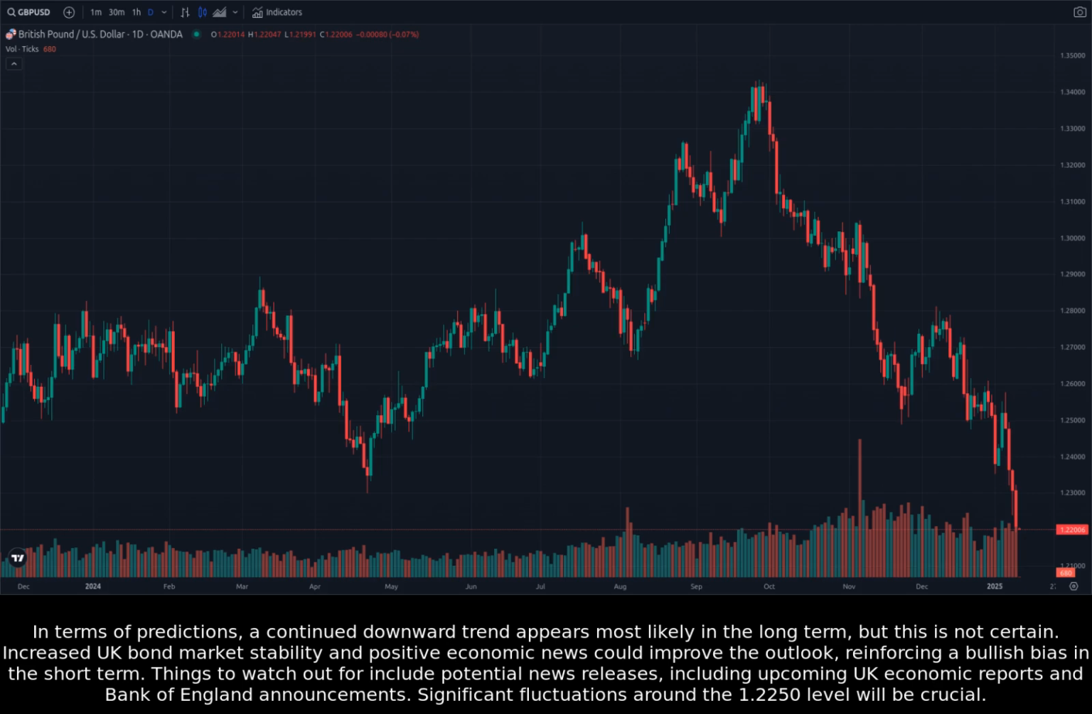Increased UK bond market stability and positive economic news could improve the outlook, reinforcing a bullish bias in the short term. Things to watch out for include potential news releases, including upcoming UK economic reports and Bank of England announcements. Significant fluctuations around the 1.2250 level will be crucial.